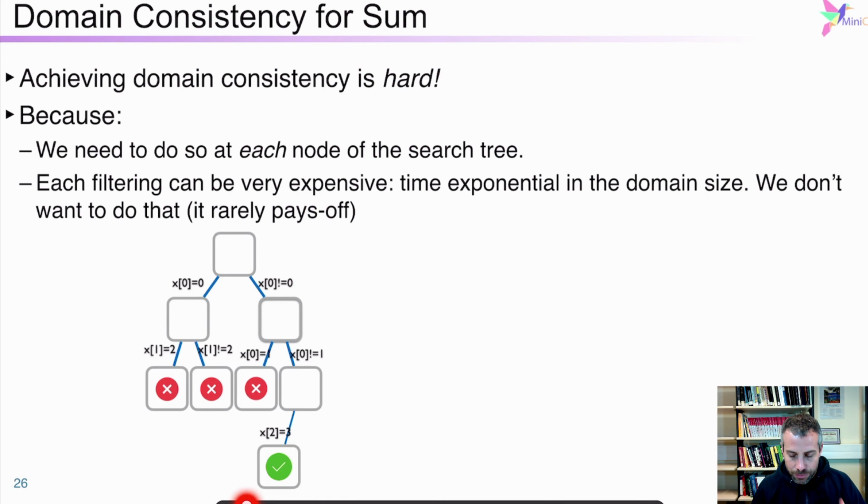So instead of looking for a domain-consistent filtering algorithm that would be too expensive, we will use a relaxed version of domain consistency, and as you might expect from the first video, that will be bound consistency. So we will prefer to use a bound-consistent filtering for the sum constraint. This will be the topic of the next video.